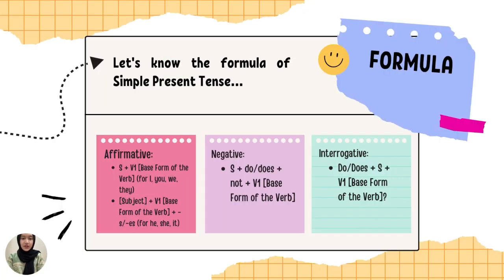Here is the formula of simple present tense. Affirmative: subject plus verb 1, base form of the verb, for I, you, we, they. Subject plus verb 1, base form of the verb plus S or ES for he, she, it. Negative: subject plus do or does plus not plus verb 1, base form of the verb. Interrogative: do or does plus subject plus verb 1, base form of the verb.